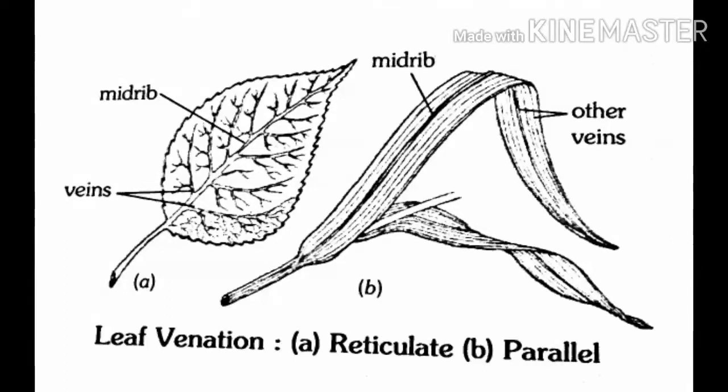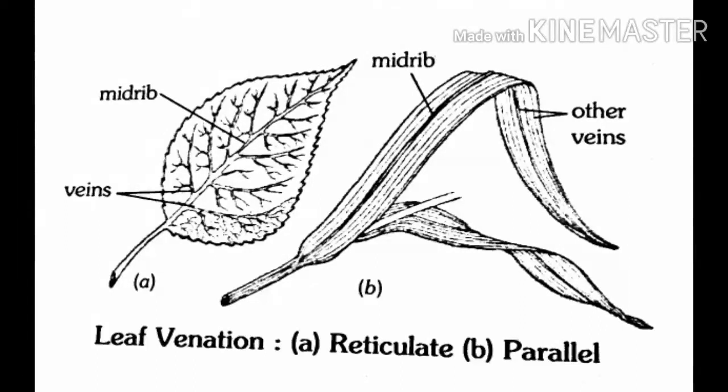First we will see reticulate venation. The net-like arrangement of veins seen in the leaves is called reticulate venation. These leaves have a broad lamina and a petiole. Examples for reticulate venation are rose and hibiscus plants. These contain leaves with reticulate venation.